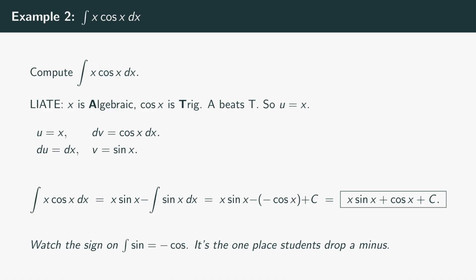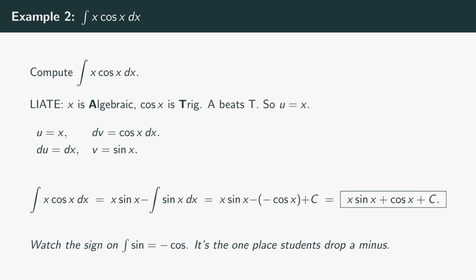Plug in. The integral of x times cosine x dx equals x sine x minus the integral of sine x dx. Now an antiderivative of sine x is minus cosine x. Be careful with the sign. The formula has a minus in front of the integral, and the antiderivative of sine also has a minus, two negatives. So we get x sine x minus open paren minus cosine x close paren plus c. The two minuses cancel, giving x sine x plus cosine x plus c.